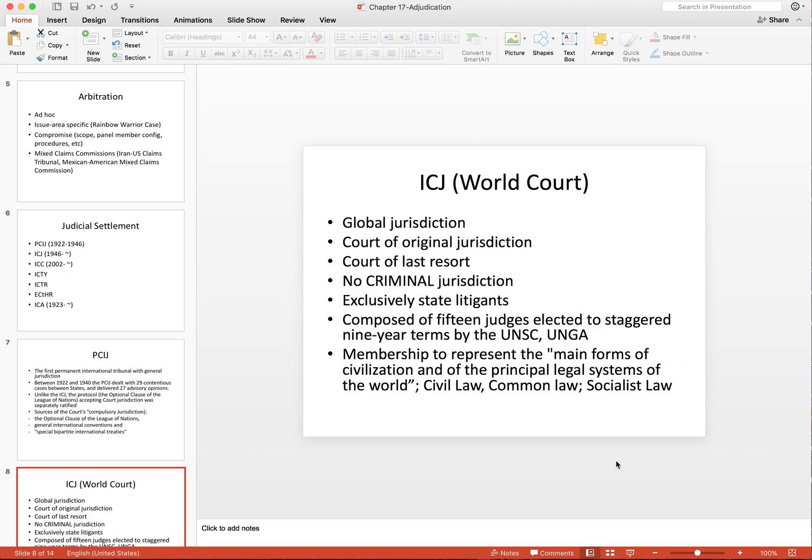But then the PCIJ was replaced by the ICJ with the founding of the United Nations Organization. The ICJ has global jurisdiction. It is a court of original jurisdiction, meaning that the cases that come before the International Court of Justice have not been adjudicated before. That's the meaning of original jurisdiction. Also, the ICJ is a court of last resort, so to speak, which means countries only come to the ICJ when they have no possible way of resolving the conflict themselves.